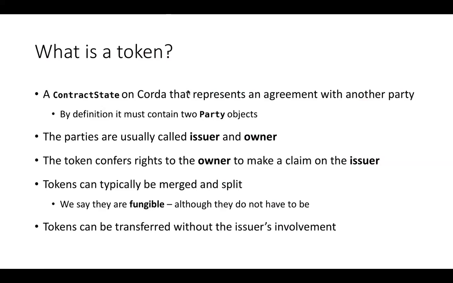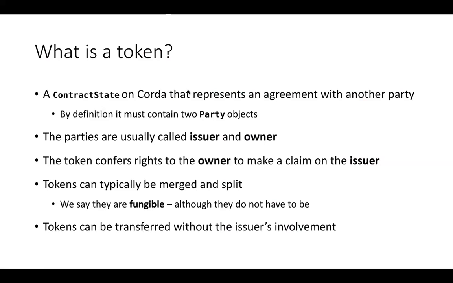However, you can issue assets natively, so directly onto the Corda ledger, and those tokens are the legal agreements themselves, right? So if you're a company and you issue shares directly onto the ledger, then that token is the share certificate that represents the claim on the future cash flows of that company via dividends.